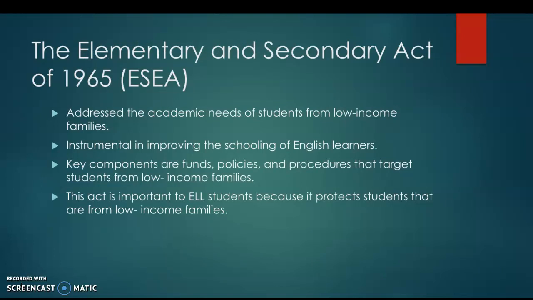The Elementary and Secondary Education Act of 1965, ESEA, addressed the academic needs of students from low-income families. Instrumental in improving the schooling of English learners. Key components are funds, policies, and procedures that target students from low-income families. This act is important to ELL students because it protects students that are from low-income families.